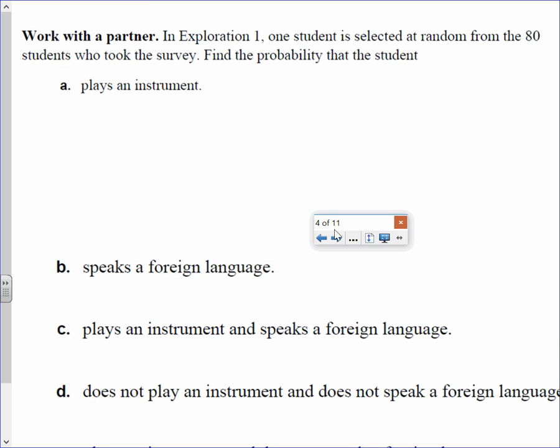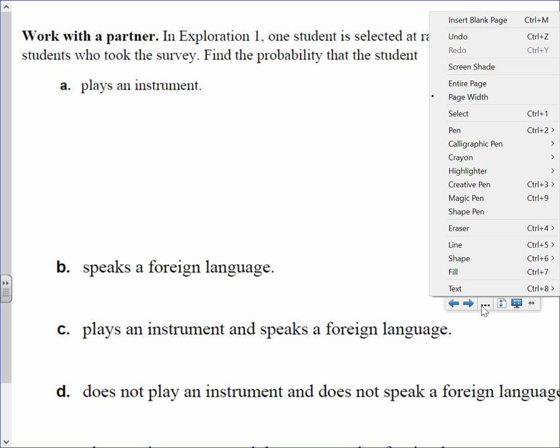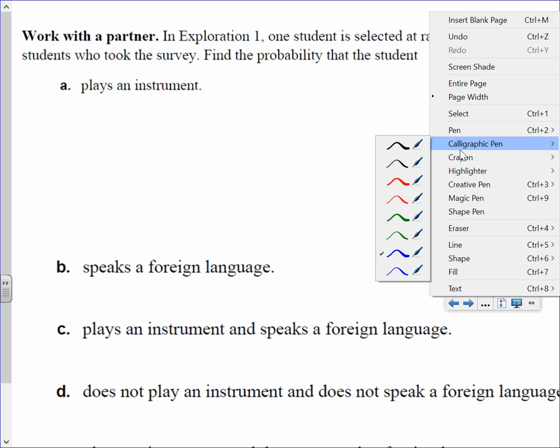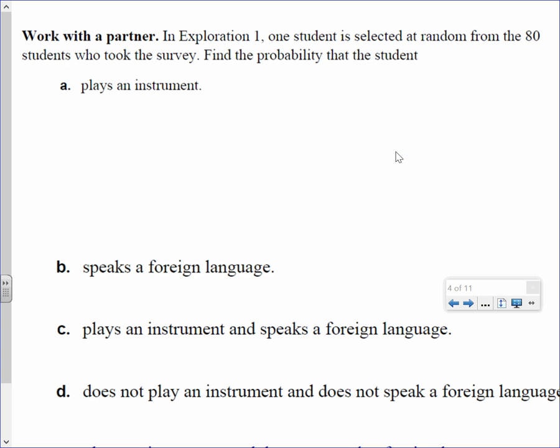It says here at the bottom of the page there, so this is your copy. In Exploration 1, that's what we just finished, 1 student is selected at random from the 80 students. So we had 80 students surveyed. If 1 student was selected at random, look at what it says. Find the probability that the student plays an instrument. So underneath A, you write this down with me. Let's do this probability together. Underneath A, at the bottom. Turn the paper over.